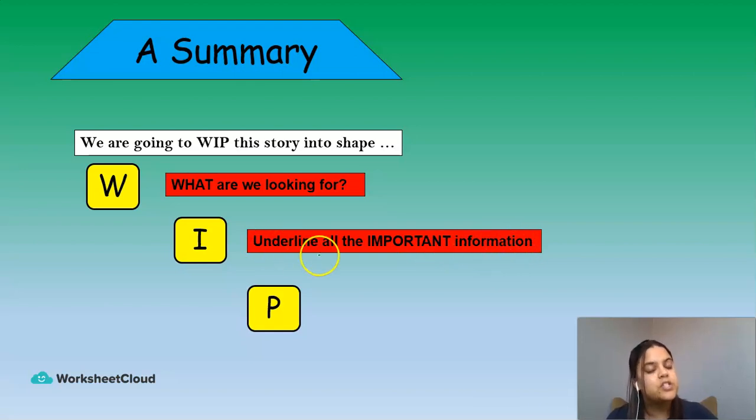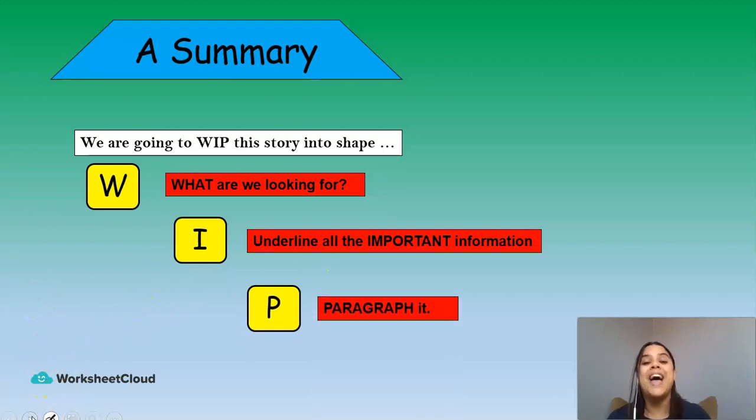And I've added underline there so that it can help you see, when you are going to write down your summary, where you can go and find your important information. And lastly, we will paragraph it. So this type of summary we are doing in a paragraph form. Sometimes we can do it in bullet points, but for now we are looking at paragraphing it. So when we're thinking of a summary, we think of whip, okay? And I've said now that we are going to whip the story into shape. So without any further ado, let's look at our story and let's underline the important information, and then we're going to go on to paragraph it.